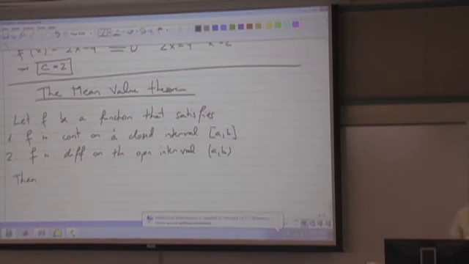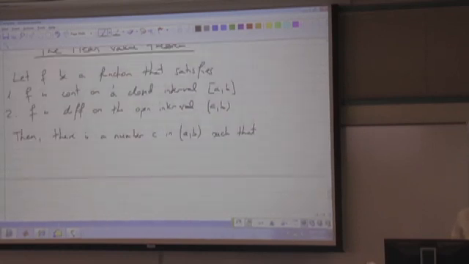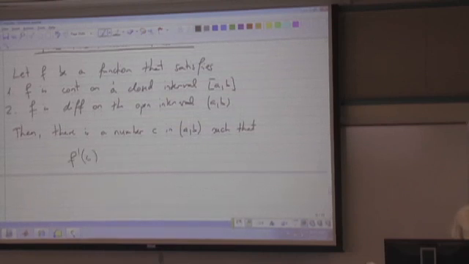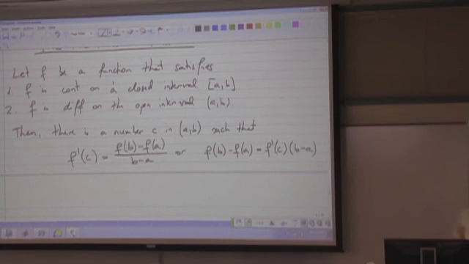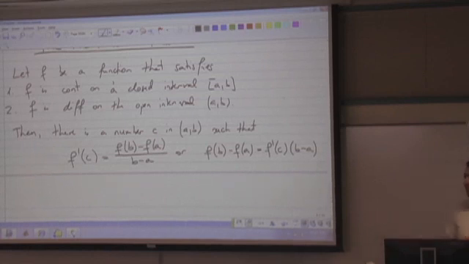Then there is a number C in the open interval AB such that f prime of C is equal to f of B minus f of A divided by B minus A. Or if you don't want this, f of B minus f of A is equal to f prime of C times B minus A. Notice that we don't require f of A to equal f of B.